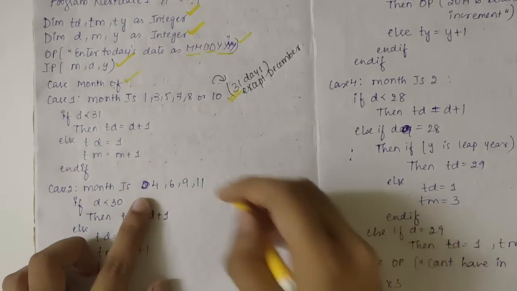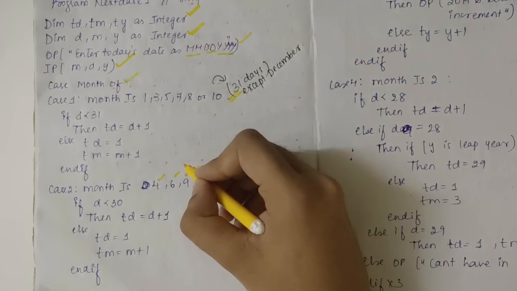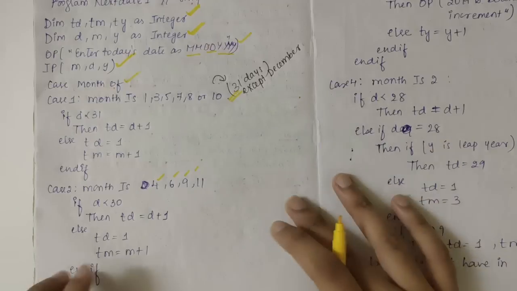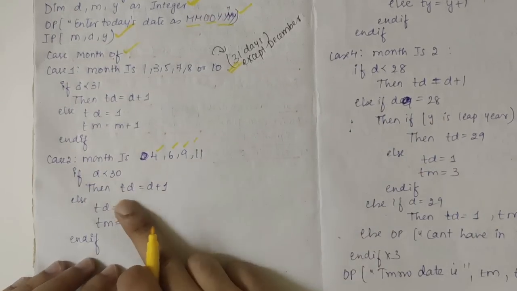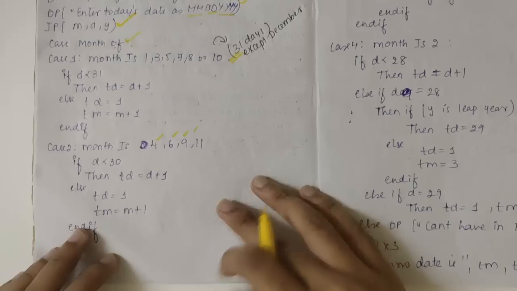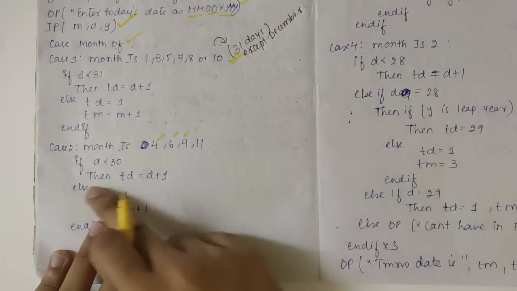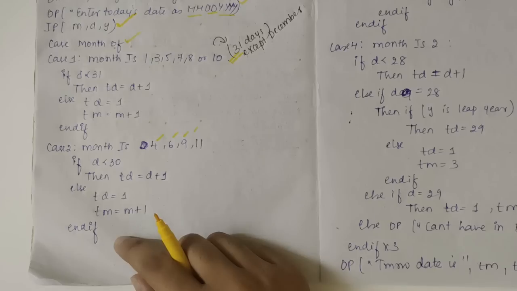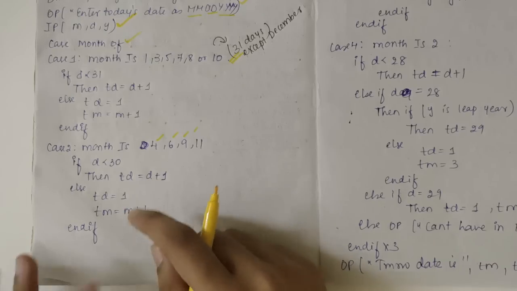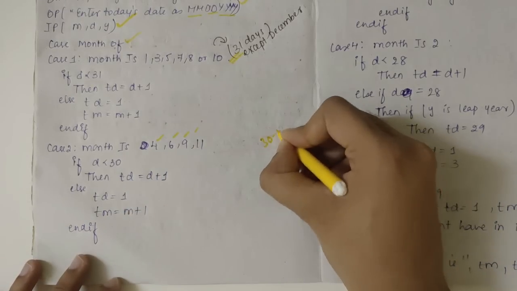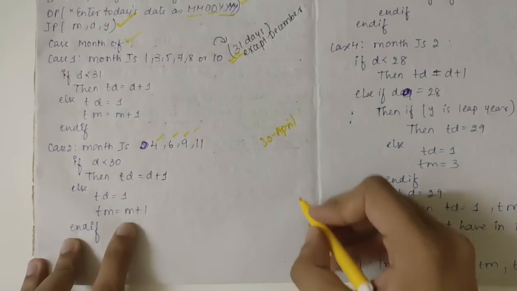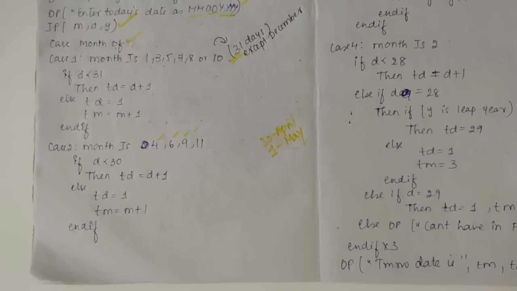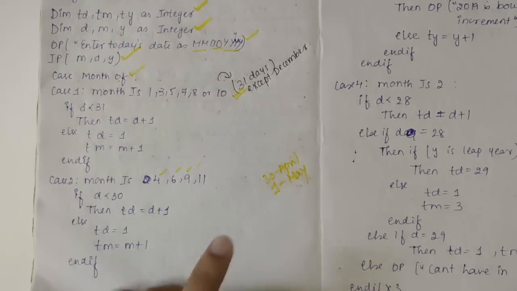That is, if month is 4, 6, 9 and 11. 4, 6, 9 and 11 says that there are 30 days in the month. So looking at this further, if the day is less than 30, then we can increment the day and keep the month as it is. Else we can take the day as 1 and month as M plus 1. So in case of April, if I've taken 30 April, then the next date would be 1st of May. M value will get incremented. This was about the 30 days and 31 days.